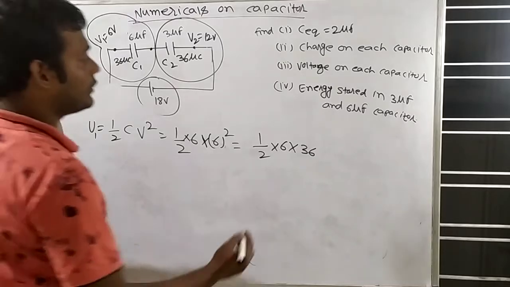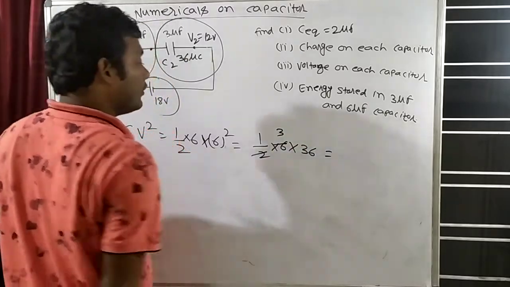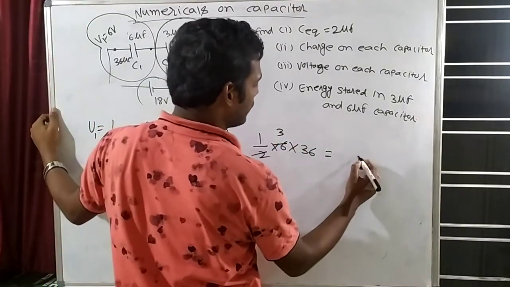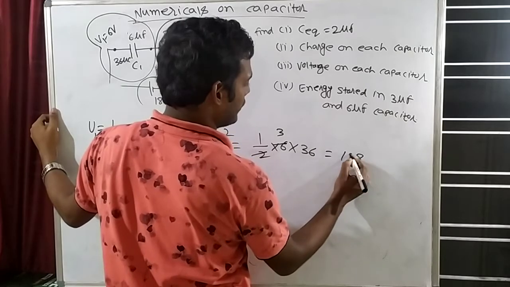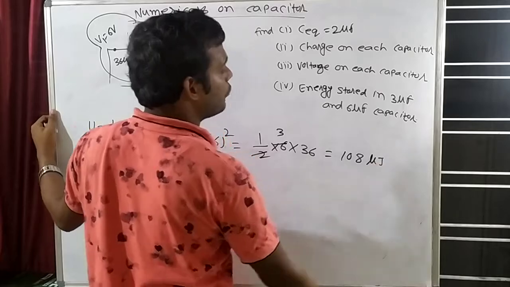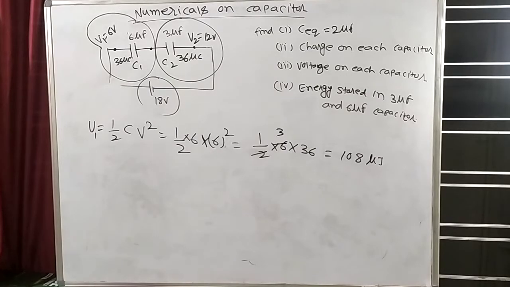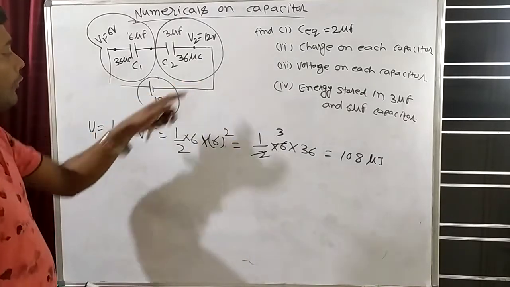So this will be 108 microjoule. The answer will be 108 microjoule. Clear? Like that we can calculate here also.